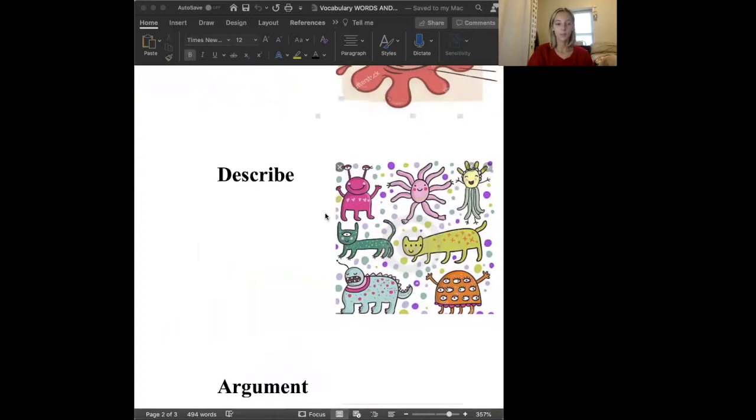Describe is our next word. Let's say it together. Describe. Good job. Now, describe means to write about something with a lot of detail or to talk about something with a lot of detail. So to use it in a sentence, it would be like, the girl was described as tall with dark, short hair. Now, can you use it in a sentence? And you're more than welcome to use this picture to help you with your sentence. Good job.